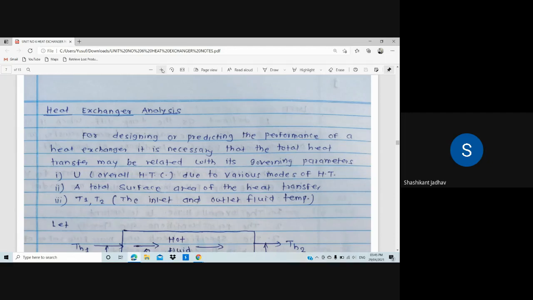Then, what is the total surface area of the heat transfer? Whatever heat transfer takes place between the hot fluid and the cold fluid, there is one area through which the heat transfer takes place. This is a very important parameter, that is the total surface area of the heat transfer, which is nothing but capital A.